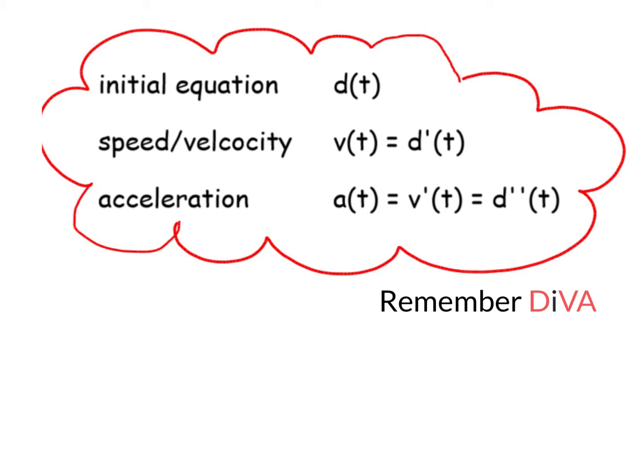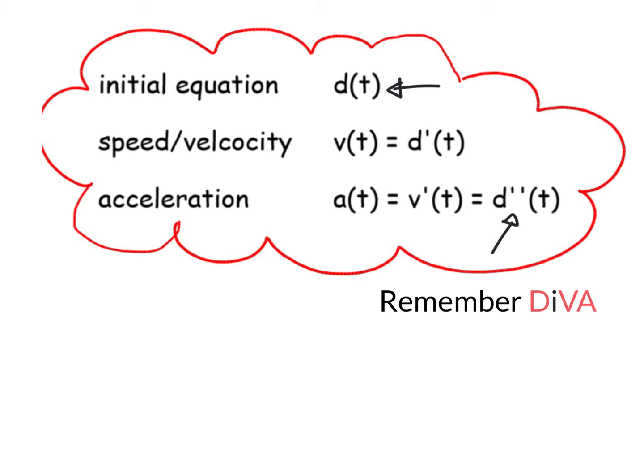So d of t stands for your actual initial equation. If you're asked for the speed or velocity in a question, that becomes v of t, which is actually just your differentiated line. But then if you want acceleration, that's asking you to differentiate your velocity. So this gets a bit complicated, and we have this little thing here. It just means that I differentiate twice.